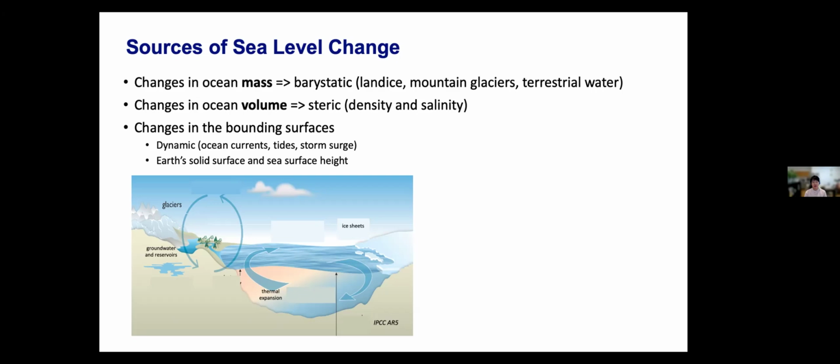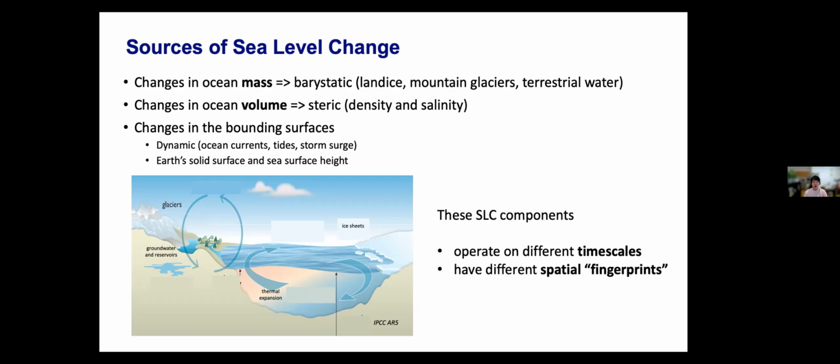And there is also sea level change due to changes in bounding surfaces. So either sea level changes because there is changes in sea surface height due to ocean currents, tide, and storm surge, or due to changes in the solid Earth surface. So all these sea level change components all work on different spatial and temporal scales, and therefore they have different spatial fingerprints.